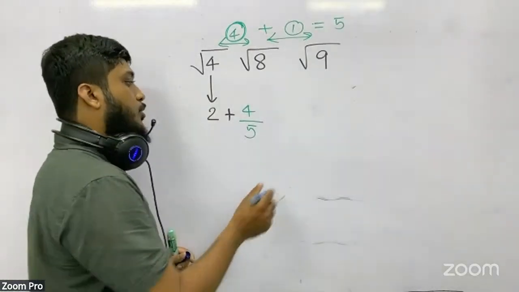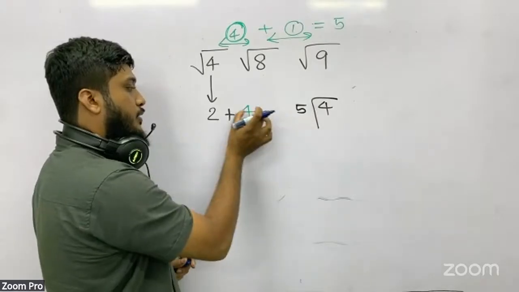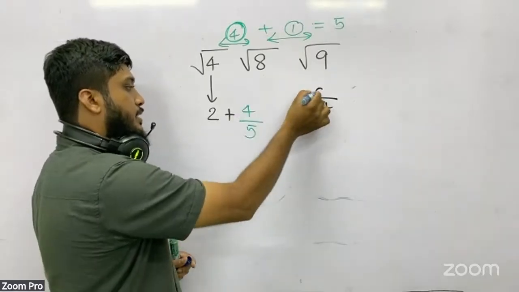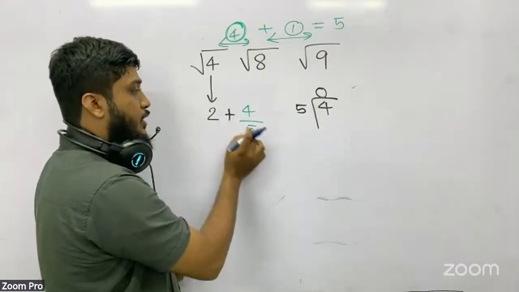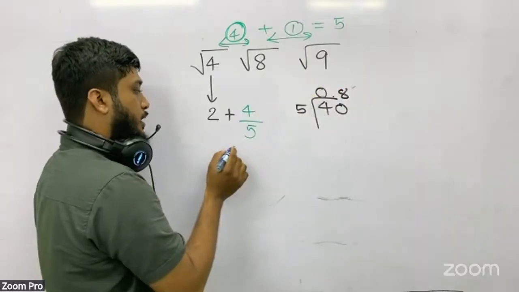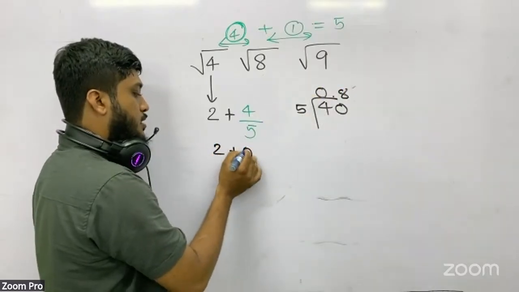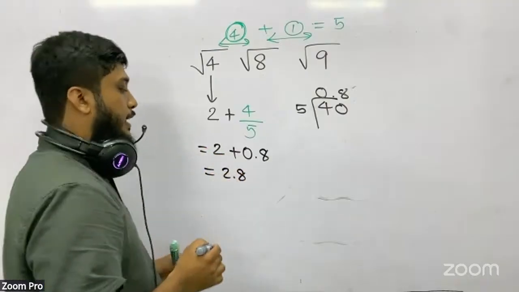I have to divide 4 by 5. 4 is inside, 5 is outside. Whatever is down, that is outside. Whatever is up, it is inside. There is nothing, so 0. Always put a 0 point here. Then I get 40 here. So 5 eights are 40, 0.8. So I can write 2 plus 0.8. The answer will be 2.8.